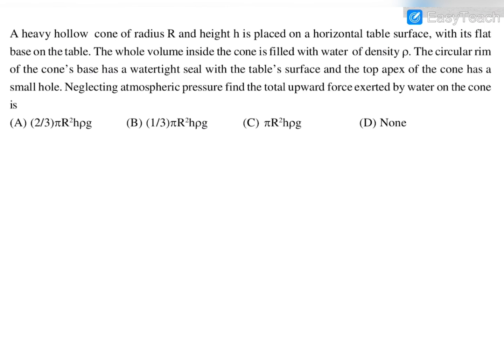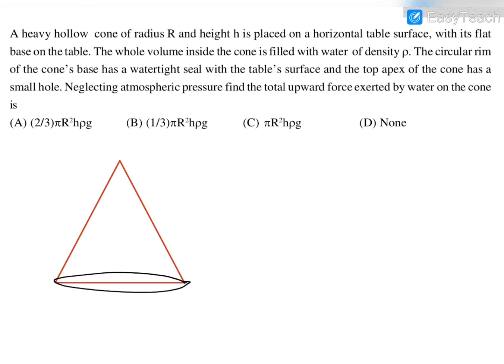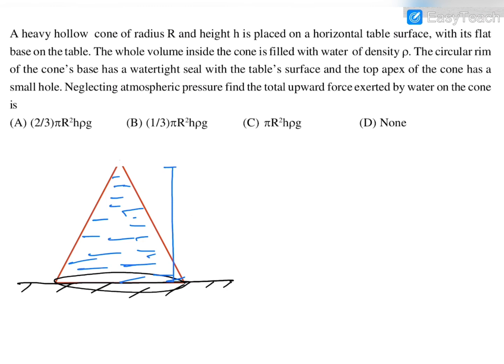Now in this question you can see that there is a cone. Let us draw a cone, and this cone is placed on a table. This is a cone and it is placed on a table like that, and this cone has a small hole at the top from which a liquid is filled in the cone. Let us fill the liquid. So this liquid is filled in the cone, and the height of the cone is h. This is h, and the radius of the cone is r.